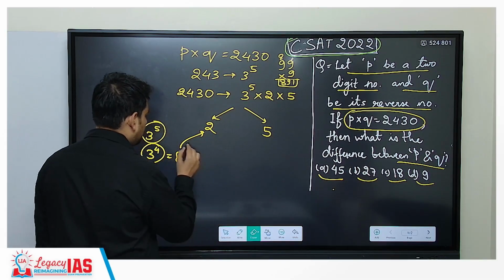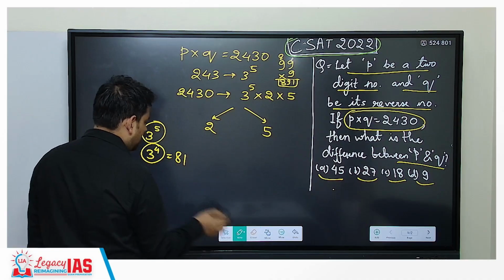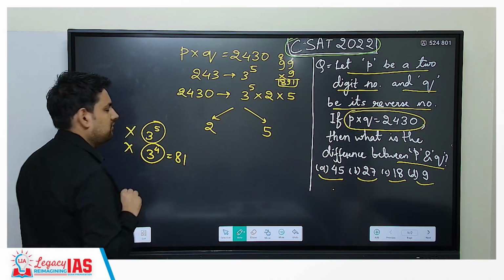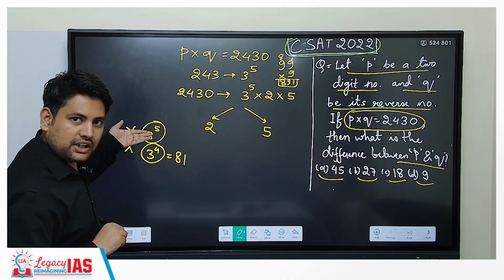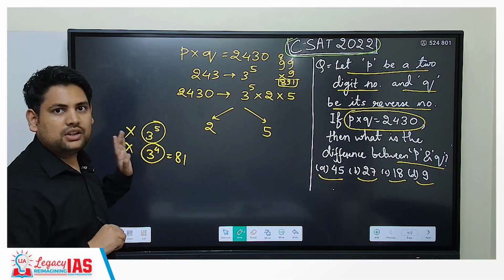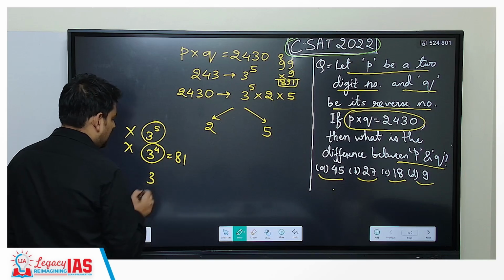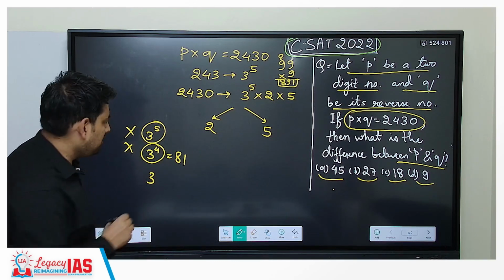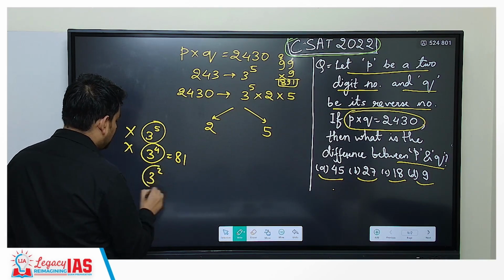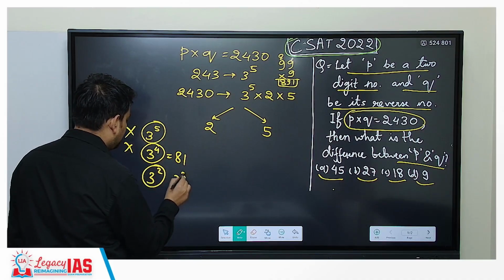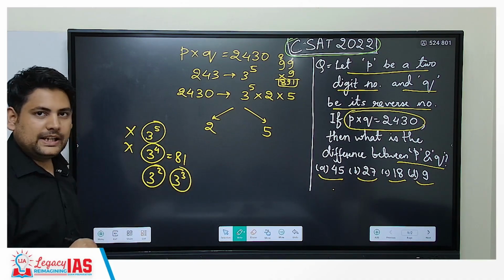So this also we can't give to any one of them. 3 power 5 we can't give to any one of them, 3 power 4 also we cannot give to any one of them. Now, that means we have to give them something like 3 power 2 and 3 power 3, like this.